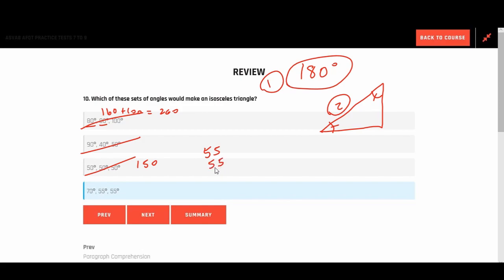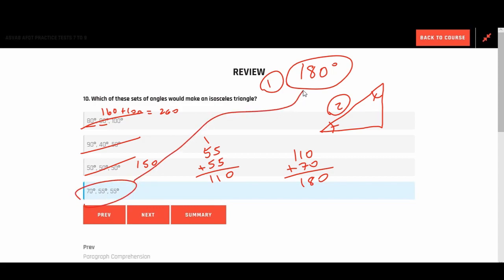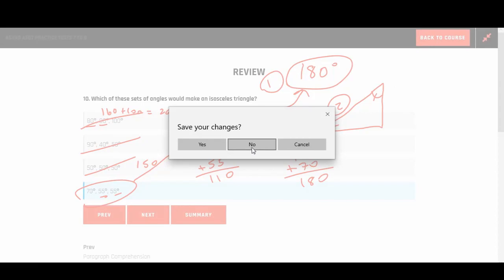55, 55. We can see we have two angles that are the same. 5 plus 5 is 10. Carry the 1. 5 plus 5 is 10, plus 1 is 110. 110 plus 70, you should be able to see it's 180. So it meets the two conditions. It adds up to 180, and two of the angles are equivalent. Okay, so that's that one.